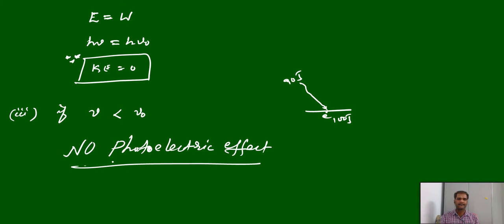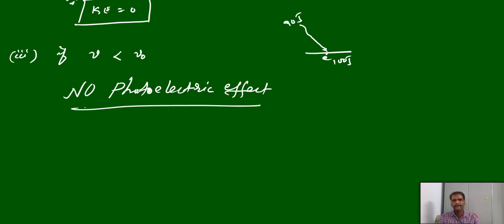This is also very important. 3 cases. First case very important for the numerical part, and the second case kinetic energy equal to 0, and the third case no photoelectric effect. Understood? Yes, sir.